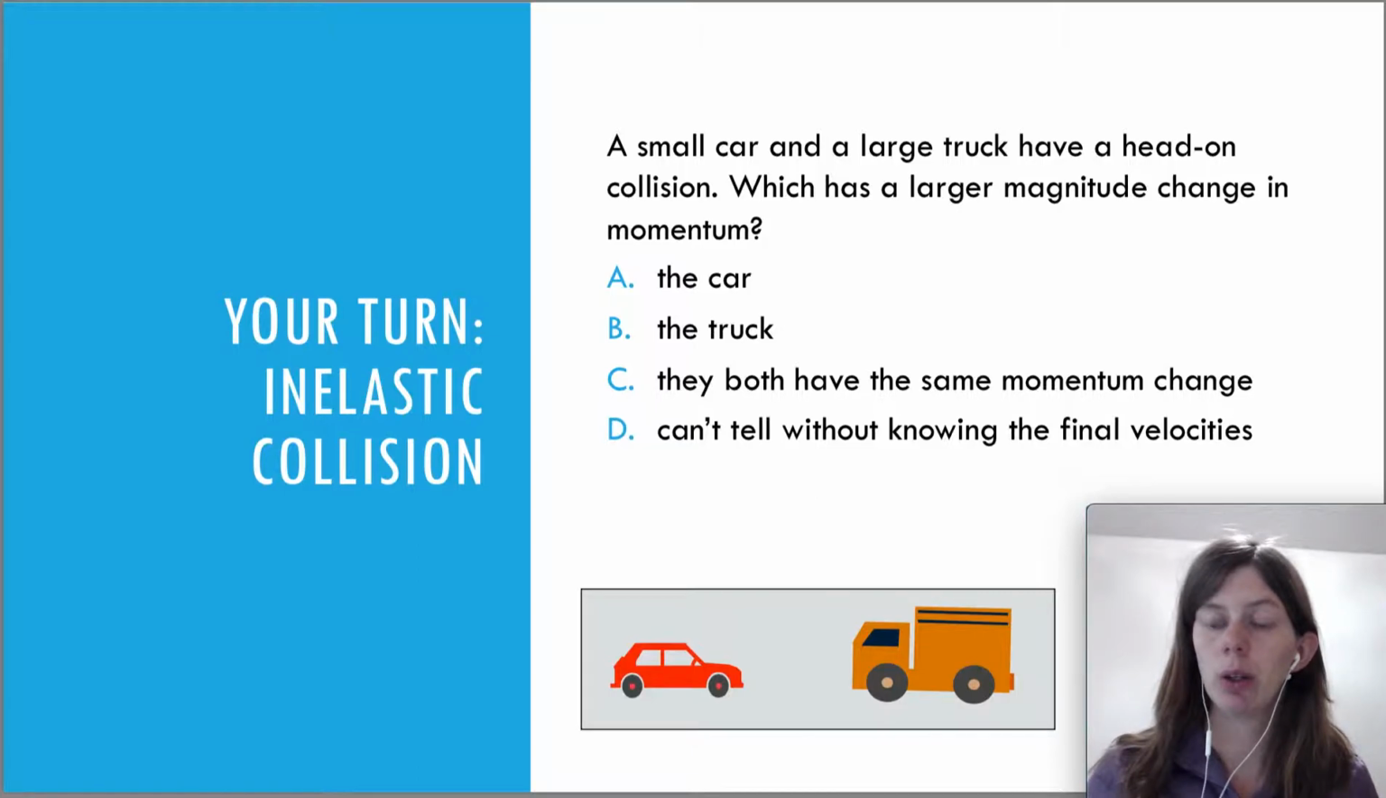So let's take a look at a your turn, and then we'll do one example. A small car and a large truck have a head-on collision. Which has a larger magnitude change in momentum? The reason I have this in this section is because this is an inelastic collision. We know that there's definitely going to be some energy transformed to heat and noise with all that destruction, so you're going to have energy lost to the surroundings. So kinetic energy is not going to be conserved.